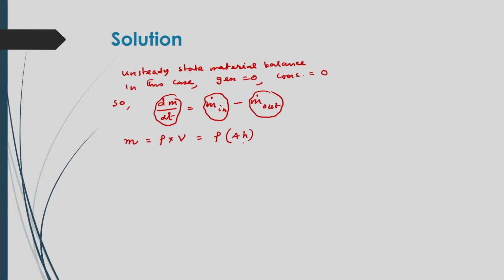H is height, A is the cross sectional area. Here A is basically pi into d square by 4, where d is the diameter of the tank, and m dot, that is mass flow rate, will be equal to rho into v dot.